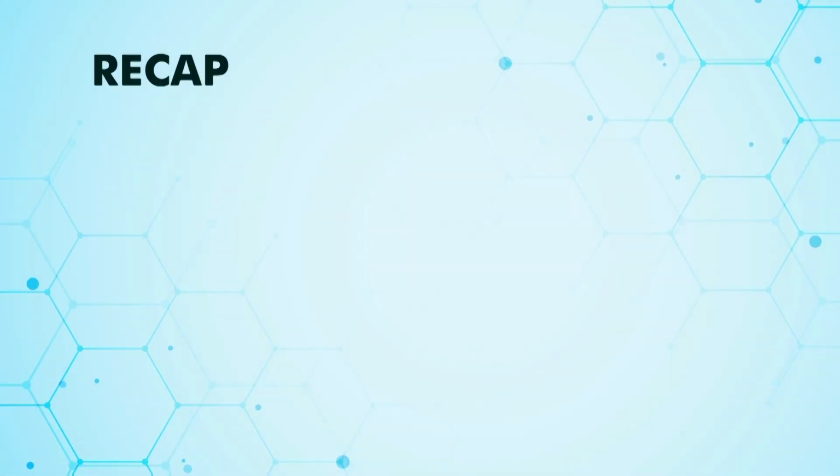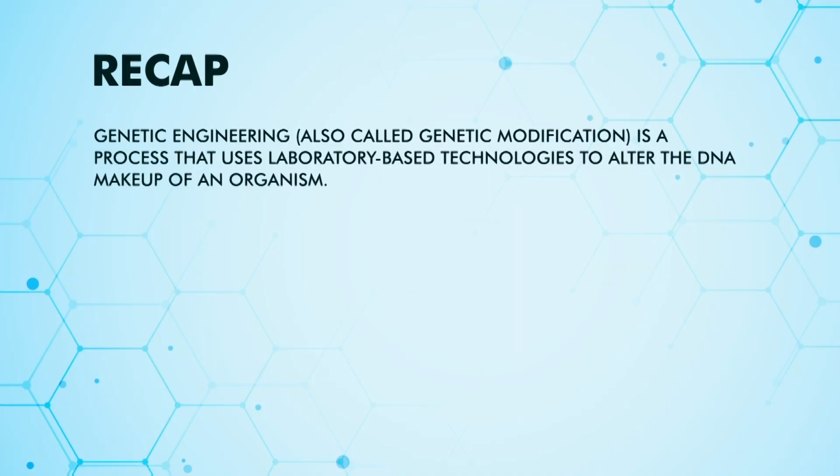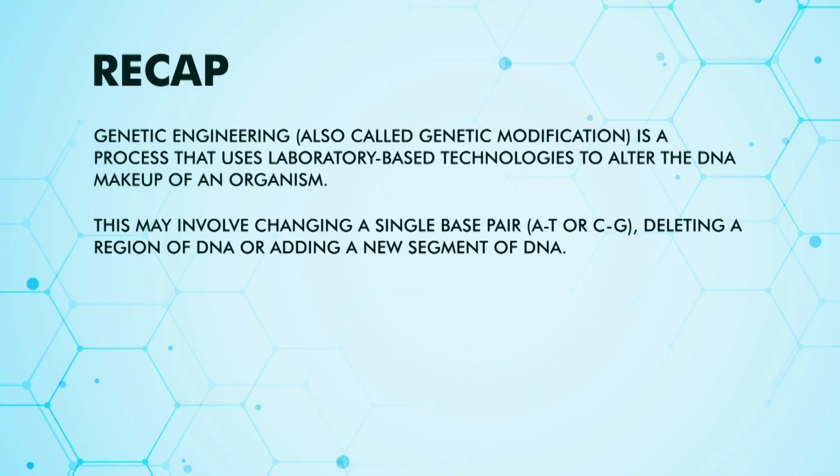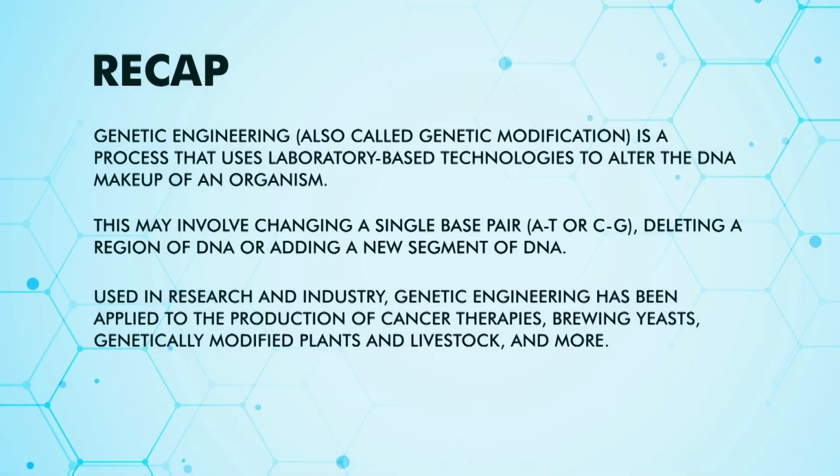Let's have a quick recap of what we have studied till now. Genetic engineering is a process that uses laboratory based techniques to alter the DNA makeup of an organism. This may involve changing a single base pair, that is adenine, thymine, guanine or cytosine, or deleting a region of DNA or adding a new segment of DNA. It is basically used in research and industry. It has been applied to the production of cancer therapies, brewing yeast, genetically modified plants, livestock and much more.